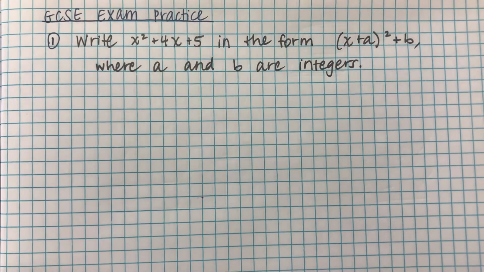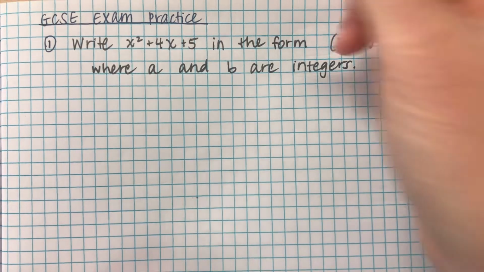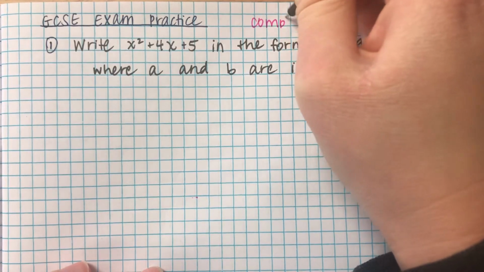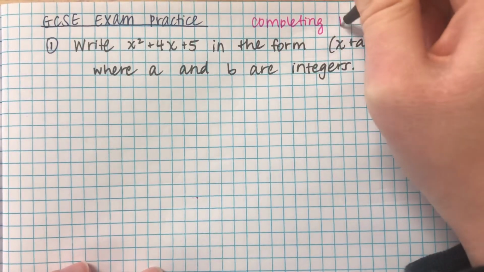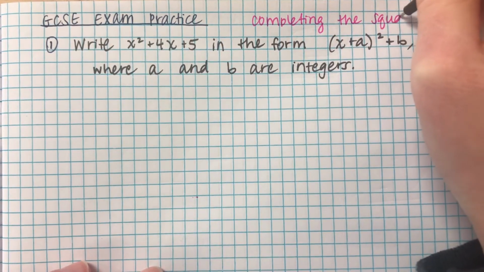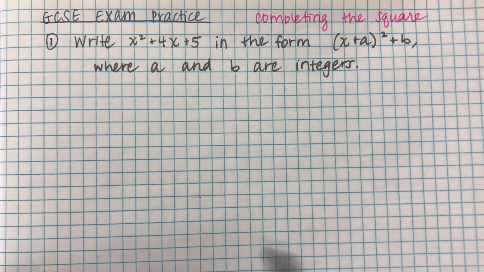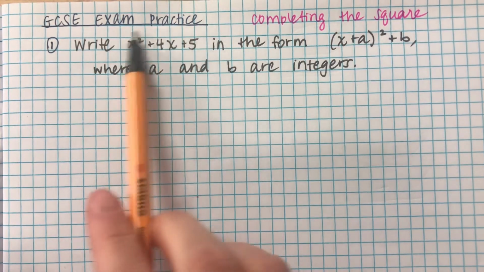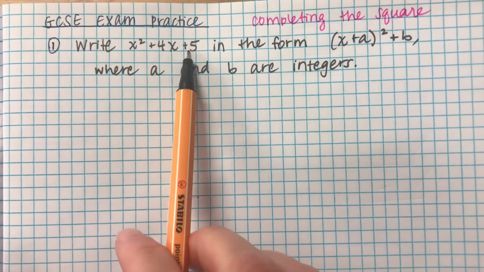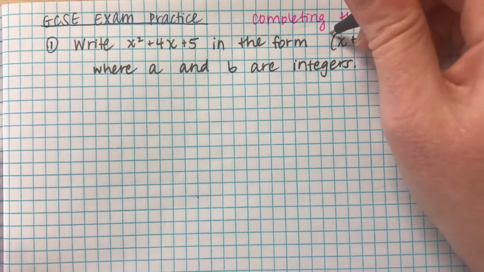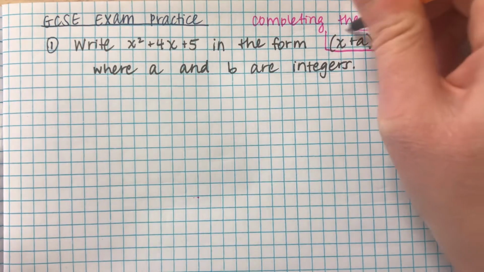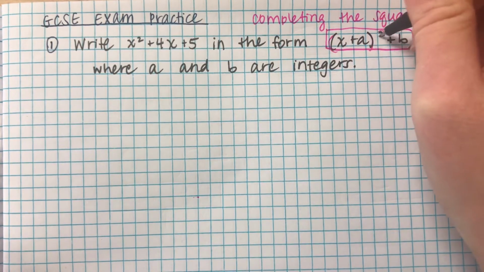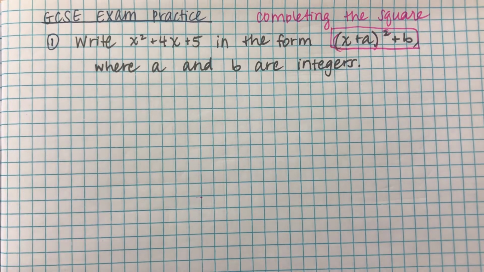All right, so this would be a GCSE style question. And actually, we would be using what's called completing the square. However, normally, when we see this question, notice they did not mention completing the square at all, right? All we're asked to do is to take this quadratic expression and write it in this different format where something is grouped together in brackets squared and we have this extra value on the end.